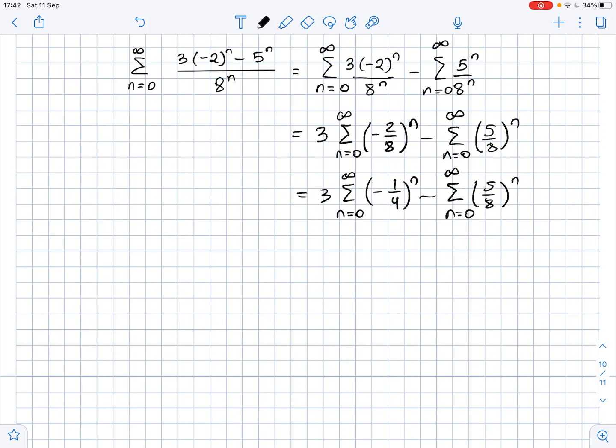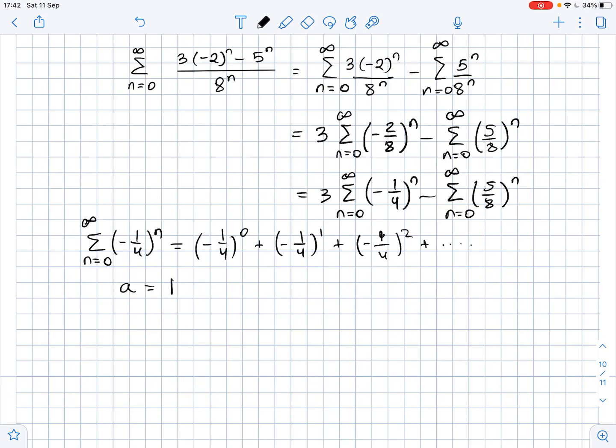First, let's look at the first series. Here we can see that if we expand it, so the series of negative 1 over 4 to the power of n, n goes from 0 to infinity, the first term is negative 1 over 4 to the power of 0. Next term is negative 1 over 4 to the power of 1. Next term is negative 1 over 4 to the power of 2, and so on. So we get that the first term a equals 1, and here we have a common ratio r, which equals negative 1 over 4.